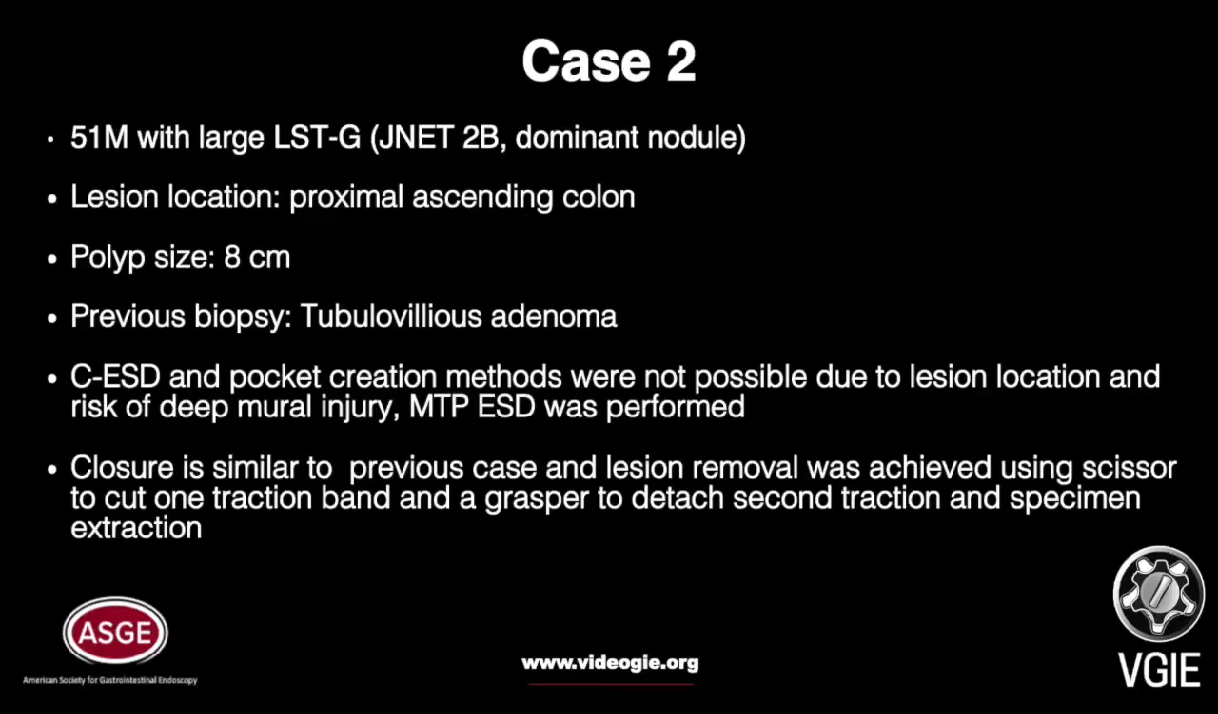Case number 2 is for a 51-year-old male with a large LST granular. Lesion location was proximal ascending colon, and the polyp size was 8 cm. Previous biopsy showed tubulovillous adenoma. Both conventional and bucket methods were not possible due to lesion location and risk of deep mural injury. Therefore, MTP strategy was applied. Closure is similar to the previous case, and lesion removal was achieved using scissors to cut one traction band and a grasper to detach the second traction and for specimen extraction.